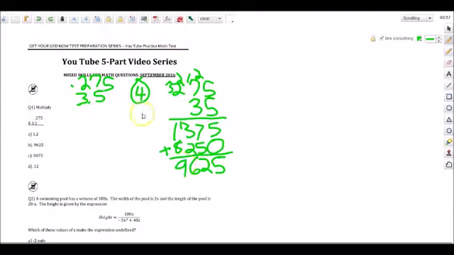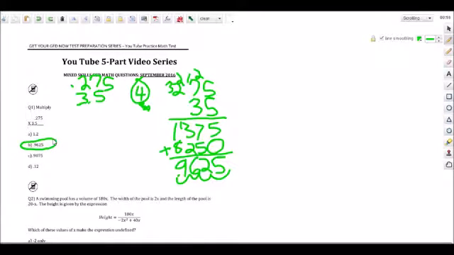Now here's where we have to be careful, because like I said before, we marked our 4 here. So we know we have to move 4 decimal places. We start at the right and go 1, 2, 3, 4, and that gives us our decimal place right there. So we get 0.9625 as our answer. And then we come over here and we see that option B is our answer.